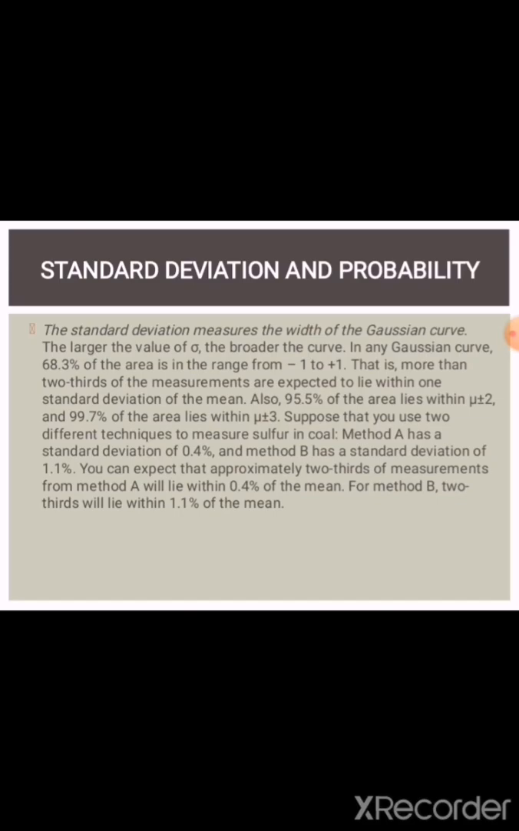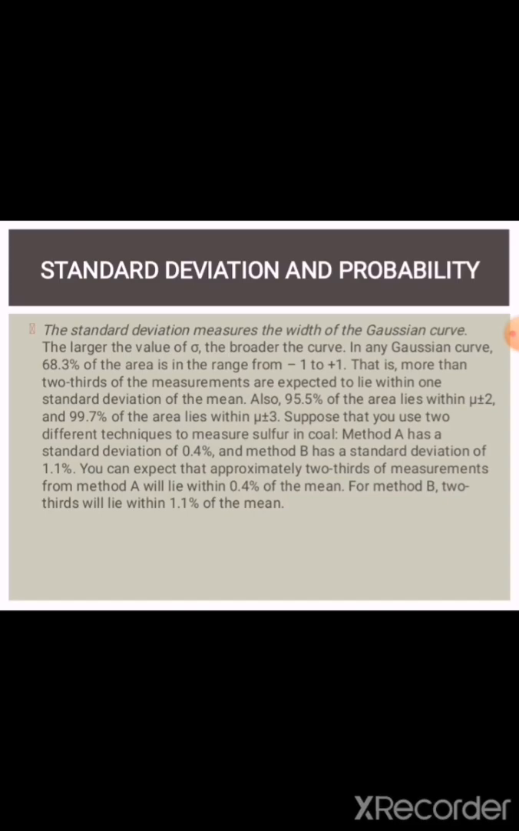The standard deviation measures the width of the Gaussian curve. The larger the value of the population standard deviation, the broader the curve. In any Gaussian curve, 68.3% of the area is in the range from -1 to +1. That is, more than two-thirds of the measurements are expected to lie within the standard deviation of the mean. Also, 95.5% of the area lies within the mean ±2, and 99.7% of the area lies within the population mean ±3.